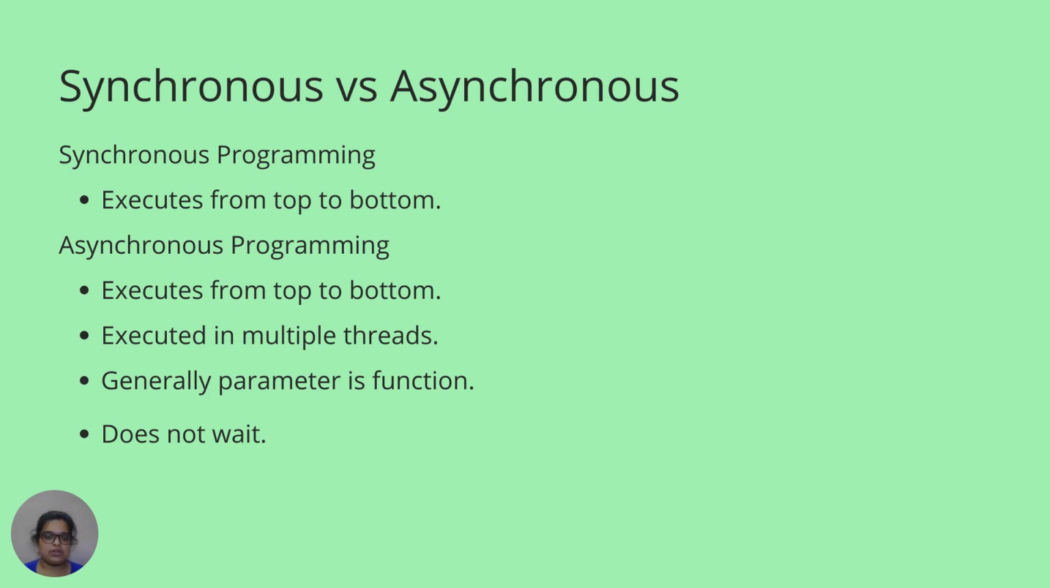A synchronous program executes from top to bottom. It does not execute the second step until the first step is completely executed. It waits for the previous step to completely execute to go to the next step.